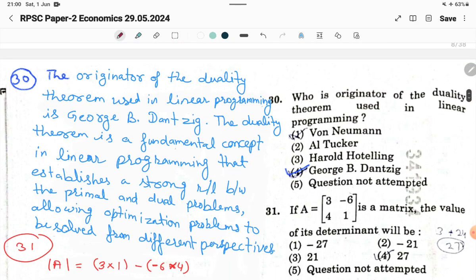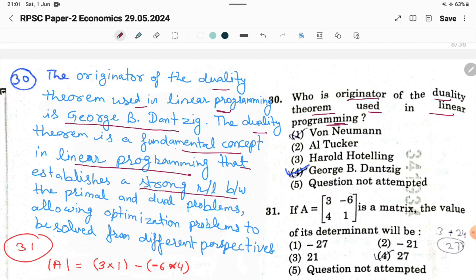Now the 30th question: who is originator of the duality theorem used in linear programming? The originator of the duality theorem used in linear programming is George B. Dantzig. The duality theorem is a fundamental concept in linear programming that establishes a strong relationship between the primal and dual problems, allowing optimization problems to be solved from different perspectives. So it was about the 30th question. George B. Dantzig was the originator of this duality theorem.